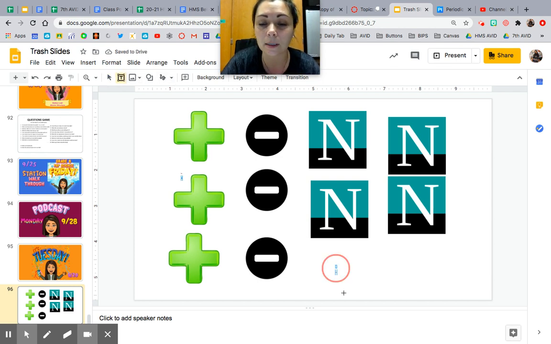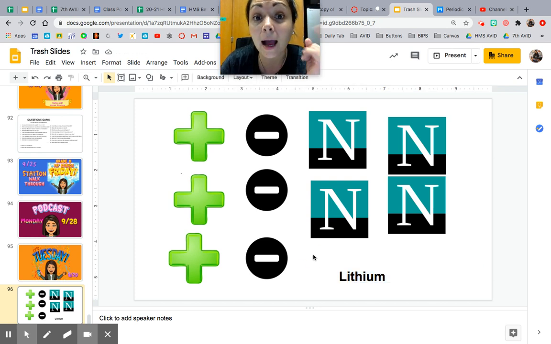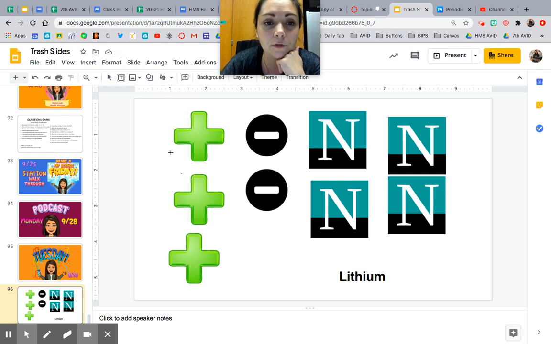So I'm going to label it lithium. So lithium's atomic number is 3, which means it has 3 protons, 3 electrons, and 4 neutrons because its atomic mass is 7. So 7 minus 3 is 4. Now, if I have a lithium ion, remember ion is plus or minus electrons. So let's say I get rid of one of these electrons. What do I have for my charge? What do I have for my charge, y'all? It's like Dora the Explorer. What do I have for my charge?